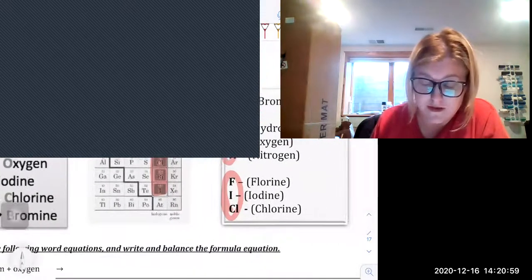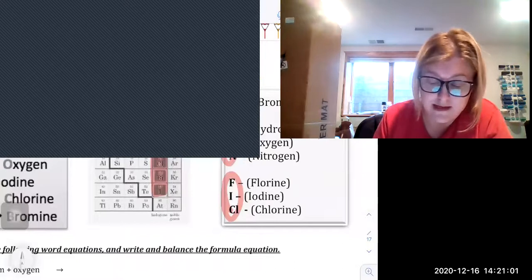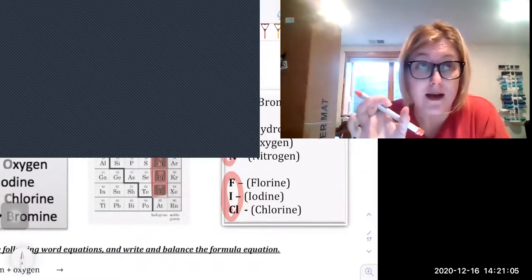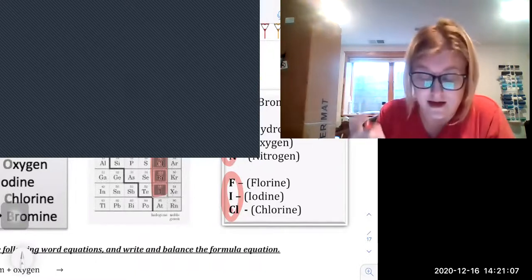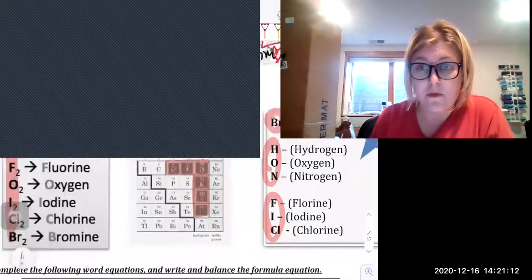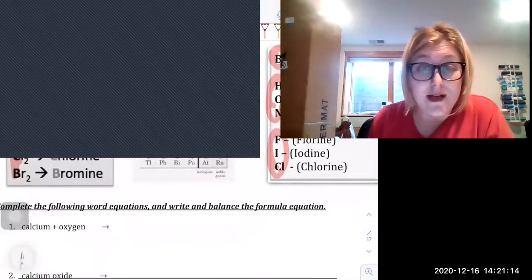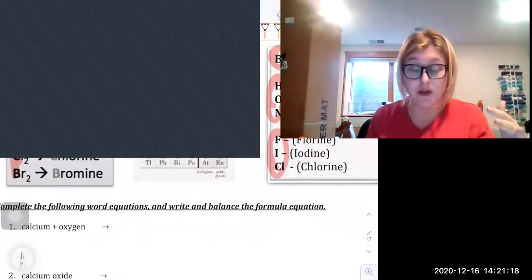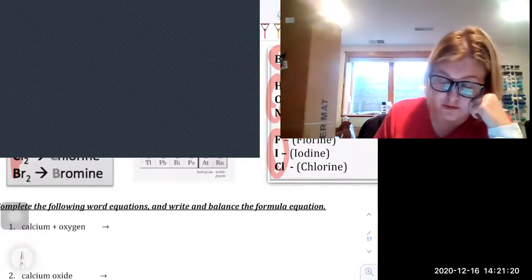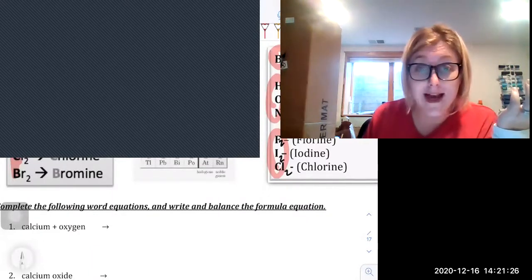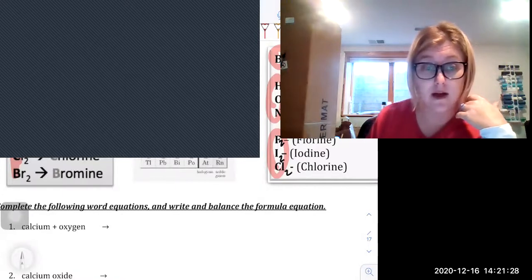So what that means is, if bromine is ever in any chemical formula and it's standalone, not chemically combined to anything, you have to put a Br2 by it. If hydrogen is in a chemical formula bonded with nothing else, it's just hydrogen all by itself, you have to put a 2 by it. Same goes with oxygen, nitrogen, fluorine, iodine, and chlorine. These are called the diatomics, okay?